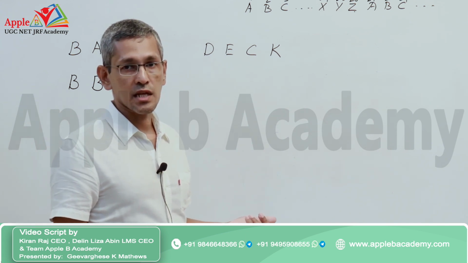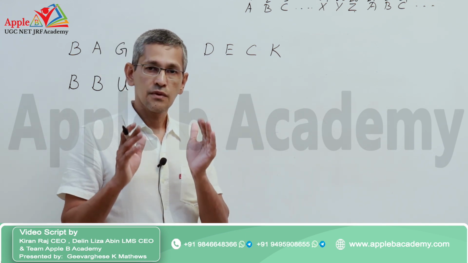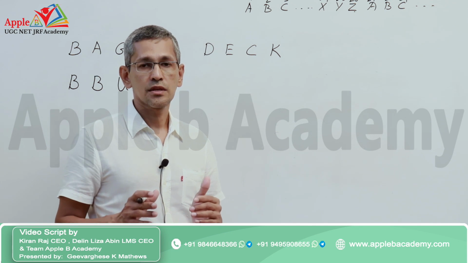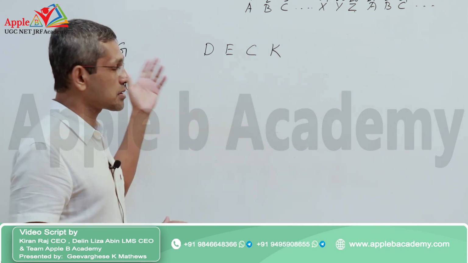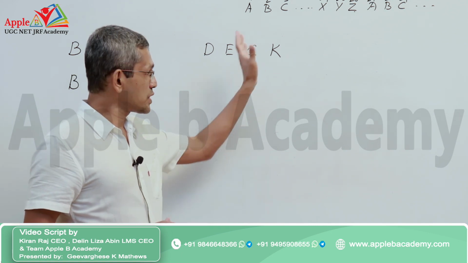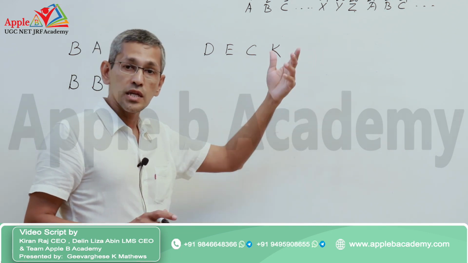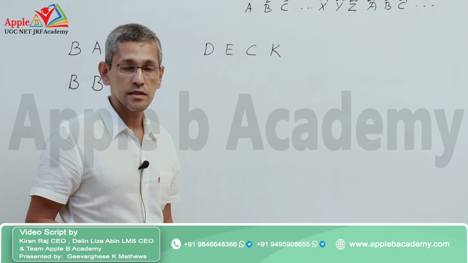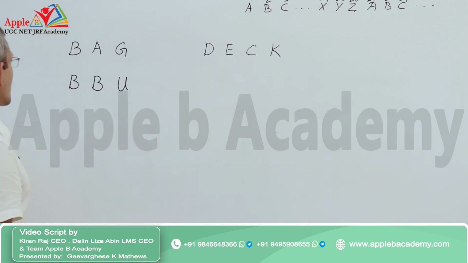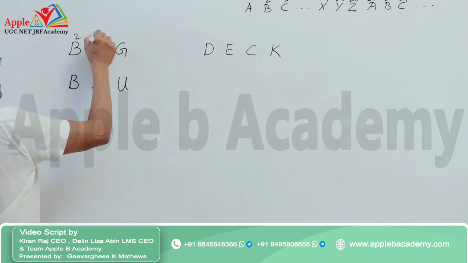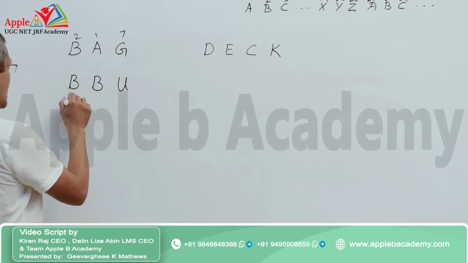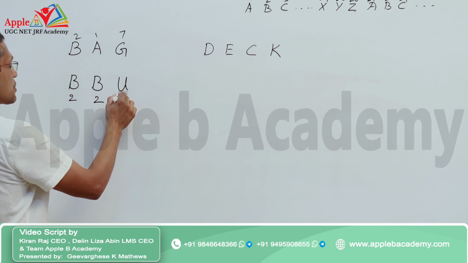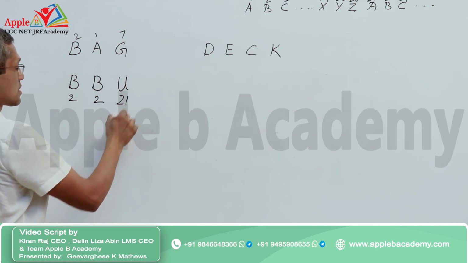Probably you must have seen that. Some of the words have only 3 letters and the given word may have 4 letters. Or sometimes the given word may have 4 letters and the one you are supposed to code may have 5 or 6 letters. Doesn't matter. Alright, so what is it? 2, 1, this is 7. And 2, 2, this is 21.